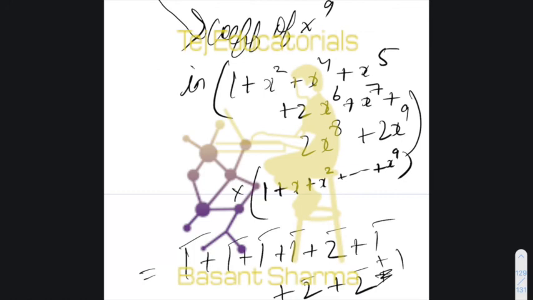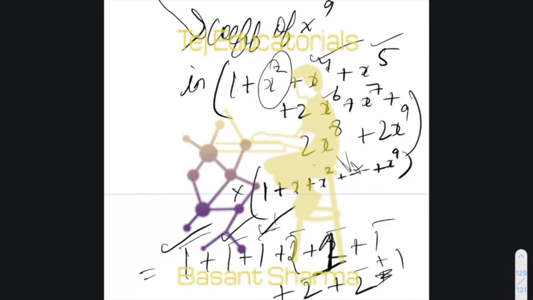So basically, if you take the coefficient of x to the power 9 in this expansion, x² will get multiplied by x⁷, so one term you will get from there. x⁴ will get multiplied by x⁵, one term from there. x⁵ will get multiplied by x⁴, one term. x⁶ will get multiplied by x³, so two terms. x⁷ will get multiplied by x², so one term. x⁸ will get multiplied by x, so two terms, and x⁹ will get multiplied by the constant term, so two terms.